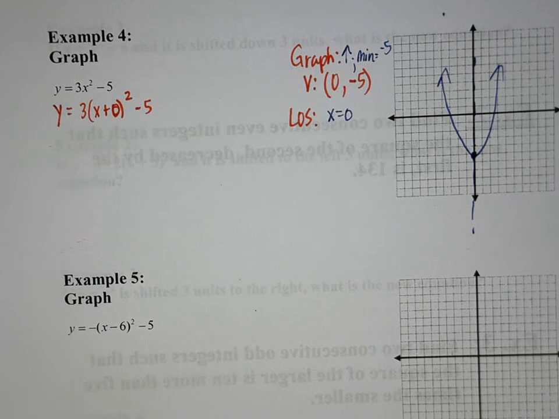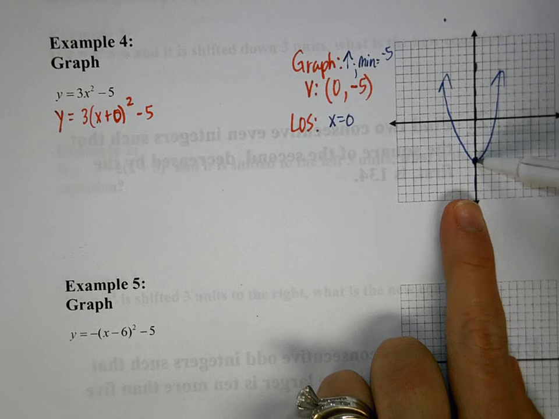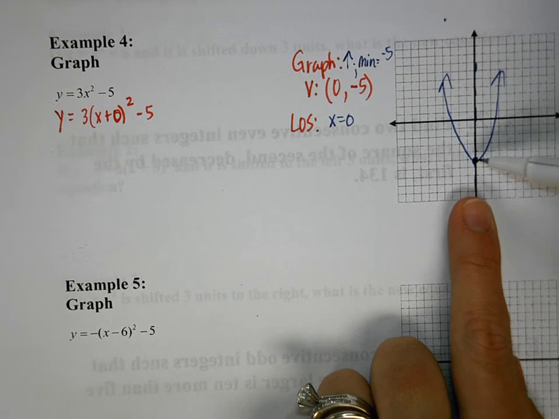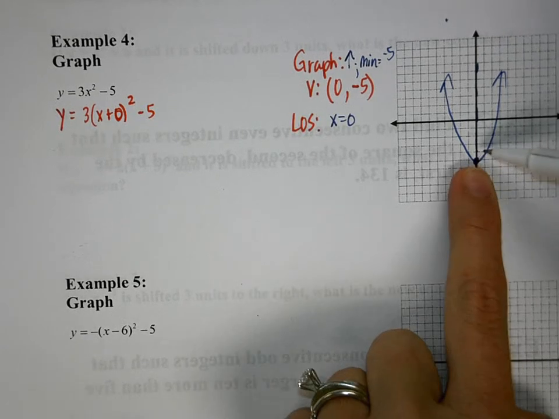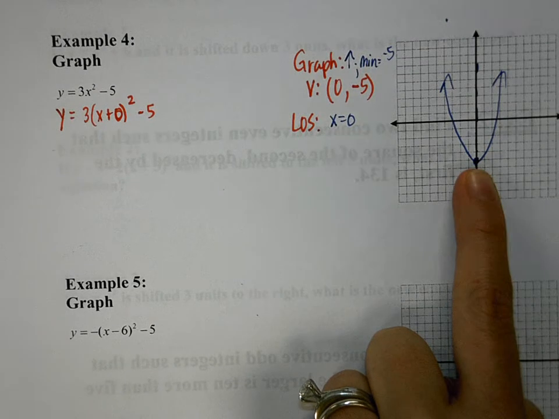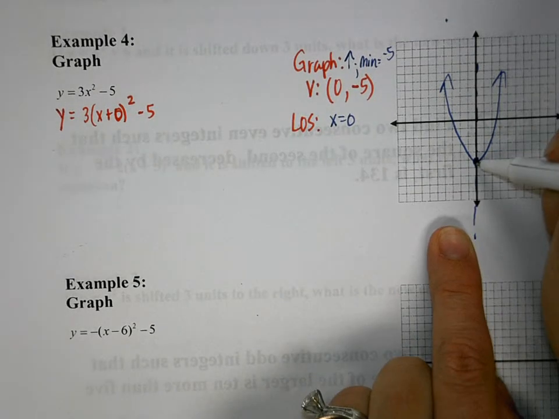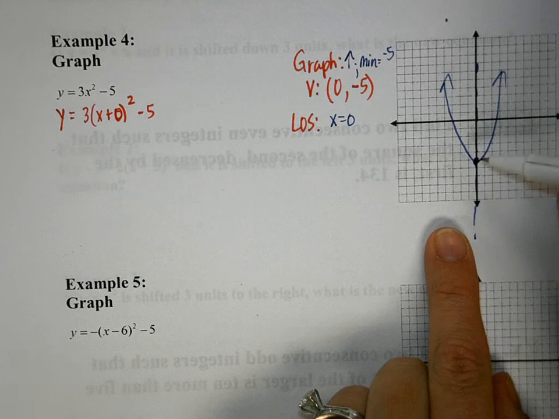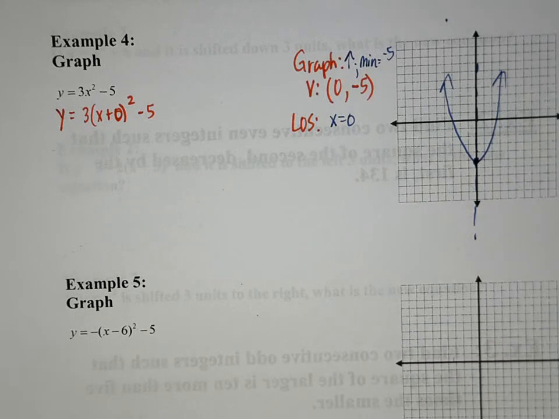Yes? How would you know if it's a maximum or minimum graph? Do you see right here, this point? This point is a minimum point because everything else on this graph is going to be bigger. See how the parabola is going up? So this is minimum. If it's going up, there's a minimum, and if it's going down, there's a maximum, because you have a maximum point and everything else is smaller. Other questions?